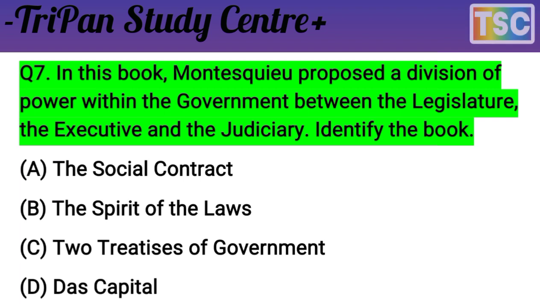Why? Because this is the most important point here: the book envisages a constitutional system of government with the separation of powers, the preservation of legality and civil liberties, and the end of slavery. That's important here. The B, The Spirit of the Laws, is the book here. And let's see the next question here.